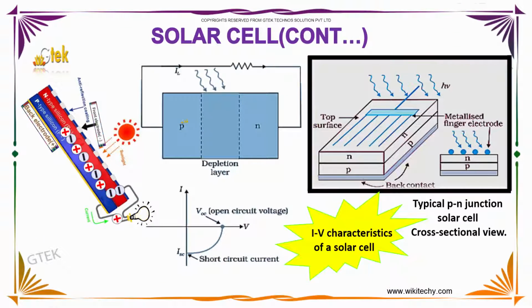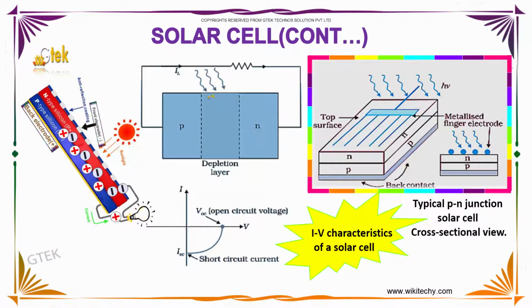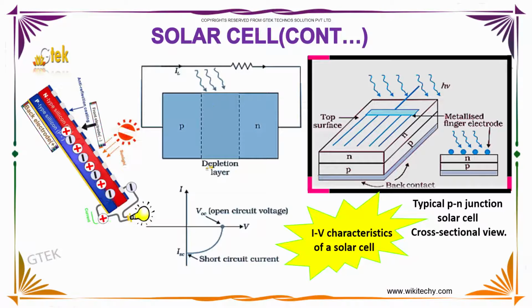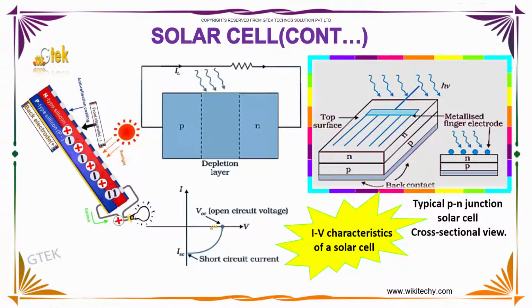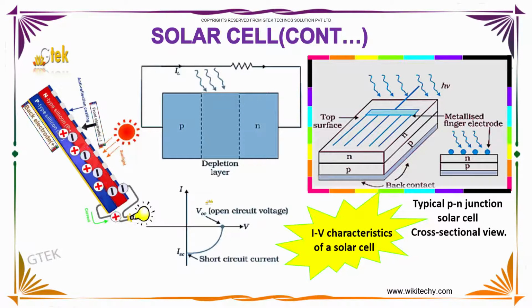Here is a typical example. You have a P and N, and you are able to see the light radiations passing, and this is the depletion layer, and the entire circuit is connected. Let's discuss more on the current versus voltage characteristics of a solar cell.